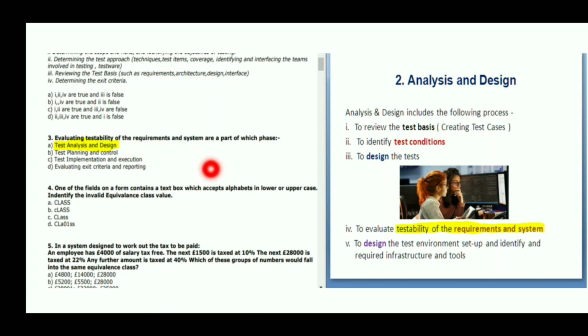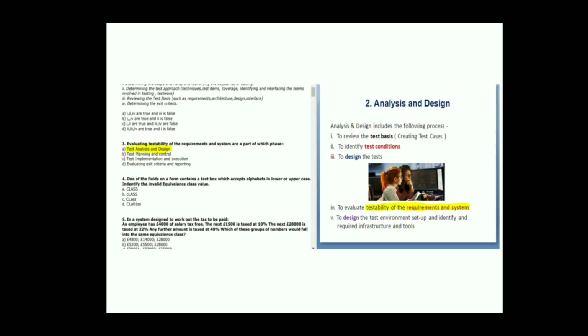See here, exactly they have given testability of the requirement and system. All right, so in this way only you have to understand. You have to understand each and everything, like how the work process goes. All right, so even the question may come like this also: creating test cases, in which phase? You have to answer analysis and design. All right, so this is the second question.